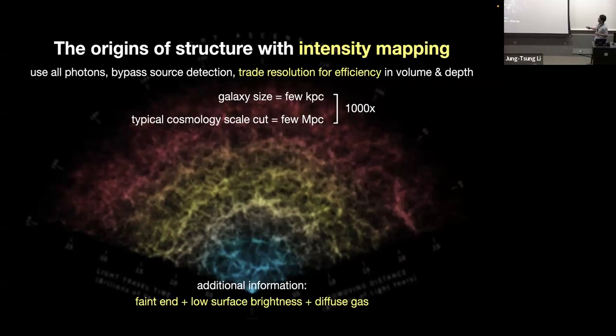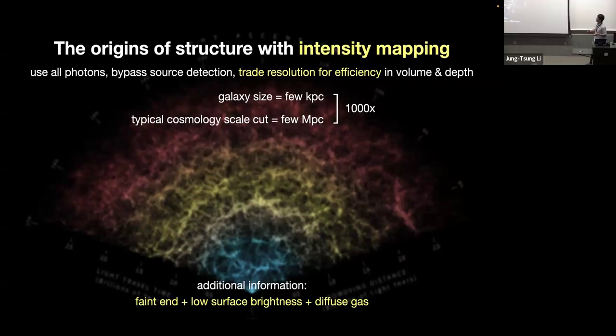Now you recognize that to resolve galaxy size, it's typically a few kiloparsec. But a typical cosmology analysis will always have some scale cuts, and a typical scale cut might be a few megaparsec. So by not doing source detection, you win a 1,000 times lower resolution requirement. And you can build your instrument to focus more on efficiency and volume and depth and so on. So intensity mapping is potentially an efficient way to map out the universe.